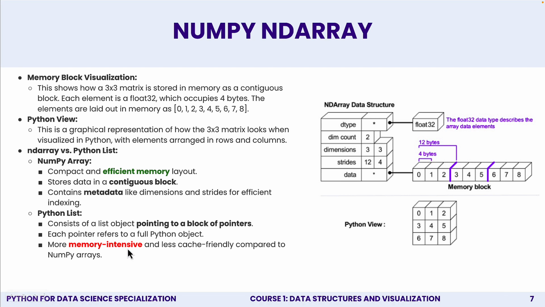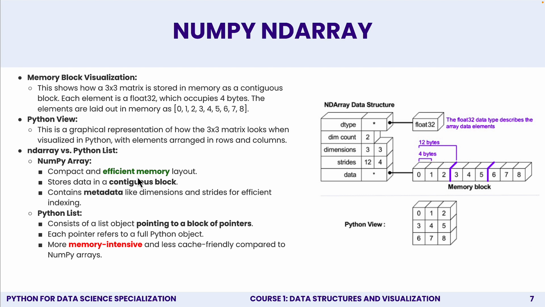However, the Python list is memory intensive. Here we don't specify even the type, and it points to a block of pointers, whereas the NumPy array will have one contiguous block, not multiple blocks. So here we have a block of pointers, which makes it much more difficult to manage.